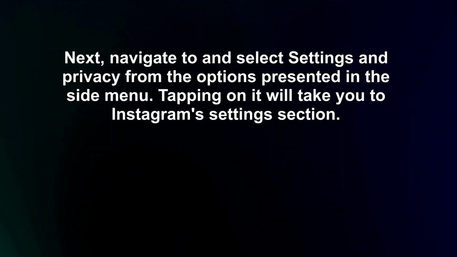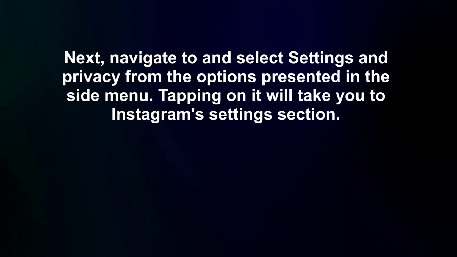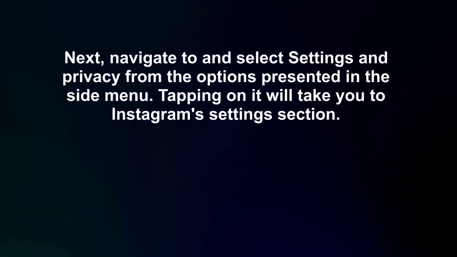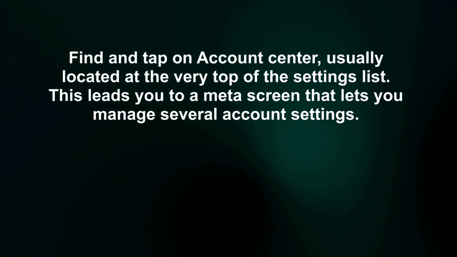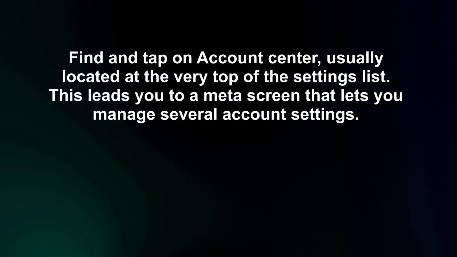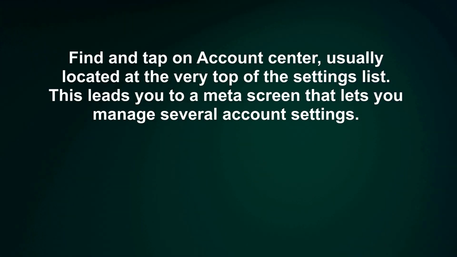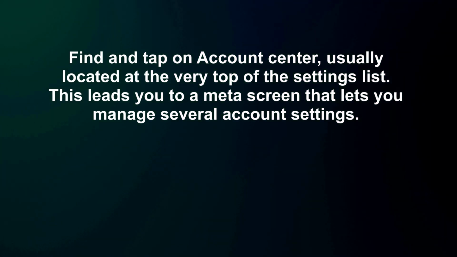Next, navigate to and select Settings and Privacy from the options presented in the side menu. Tapping on it will take you to Instagram's Settings section. Find and tap on Account Center, usually located at the very top of the settings list. This leads you to a Meta screen that lets you manage several account settings.